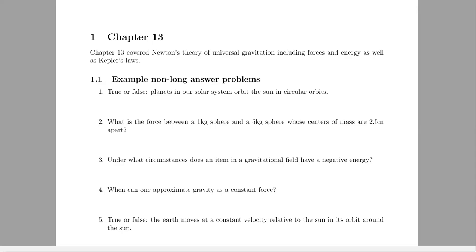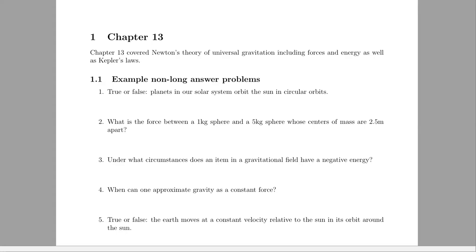So starting with chapter 13, our first question says, true or false, planets in our solar system orbit the sun in circular orbits? That is false. They're in elliptical orbits, which are like stretched out circles with the sun at one focus point.